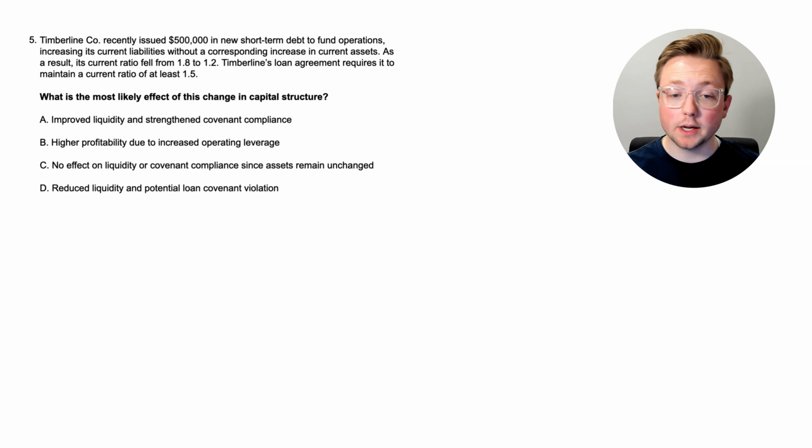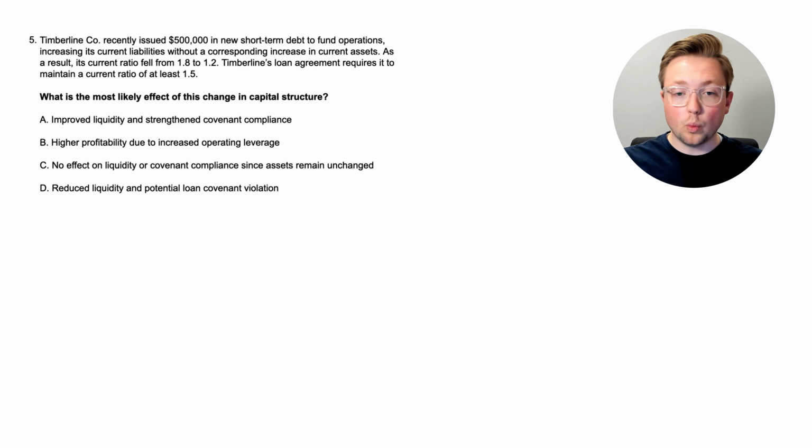Option A, improved liquidity and strengthened covenant compliance. Option B, higher profitability due to increased operating leverage. Option C, no effect on liquidity or covenant compliance since assets remain unchanged. Option D, reduced liquidity and potential loan covenant violation.